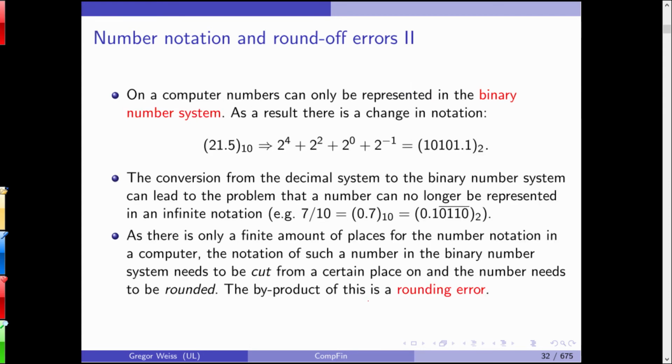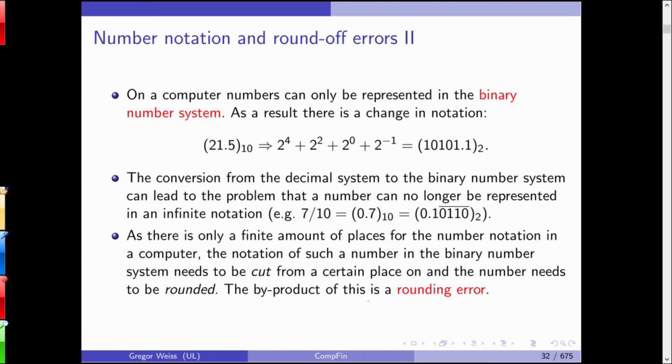Now, if we switch to the binary number system, for example, 21.5, you see that is 2 to the 4th plus 2 squared plus 2 to the 0th power plus 2 to the minus 1th power. And you see that this has the following representation, 10101.1. This is the binary representation of 21.5.